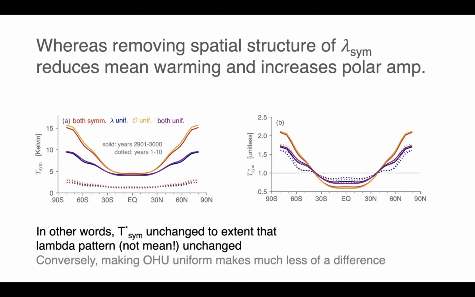So the blue curves are well separated from the red and yellow. In other words, the extent to which the symmetric warming pattern doesn't change much in time occurs to the extent to which the lambda pattern itself doesn't change so much in time.